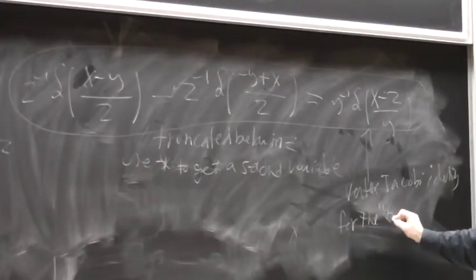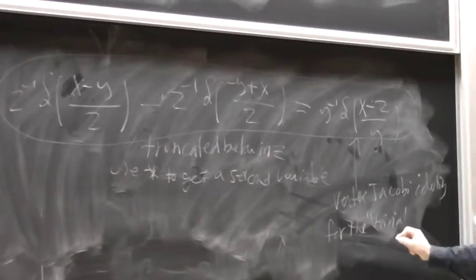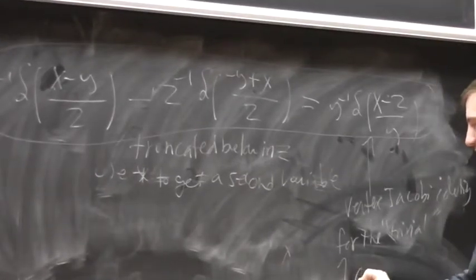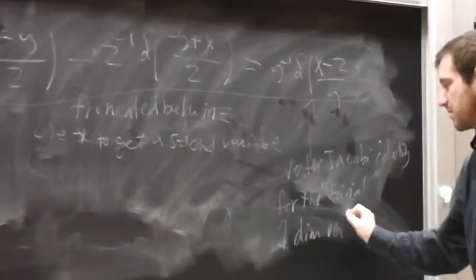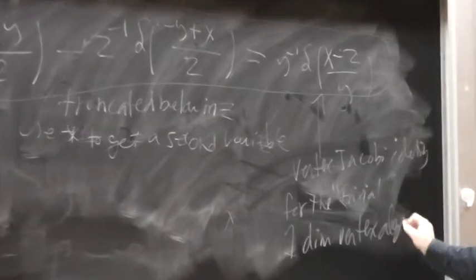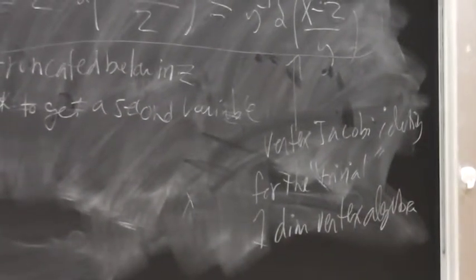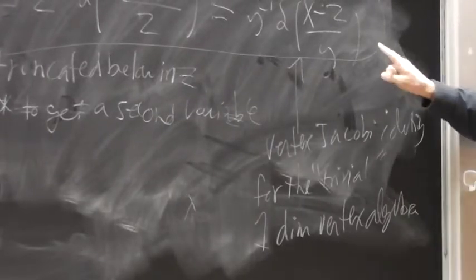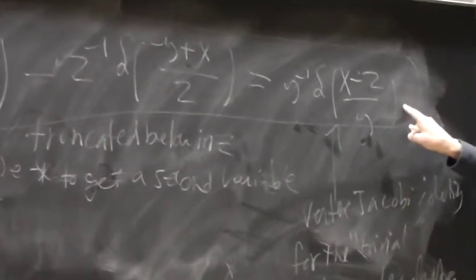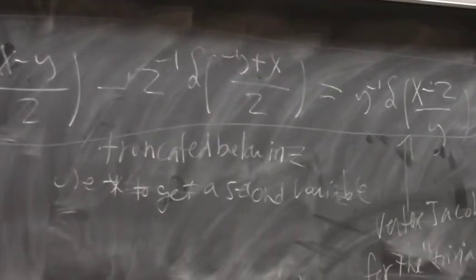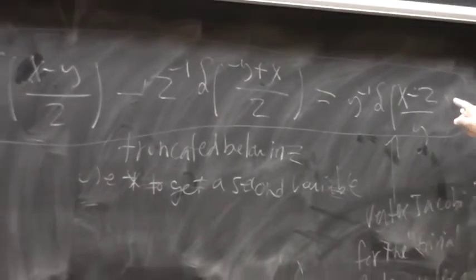For the trivial, it's the same one-dimensional vertex algebra. We have verified. I haven't defined what a vertex algebra is, but this turns out to be what it amounts to checking. So it exists because this identity is true. So it's trivial, but this identity is not trivial.